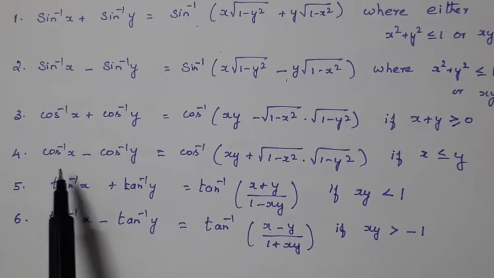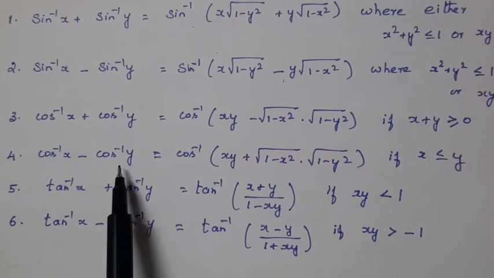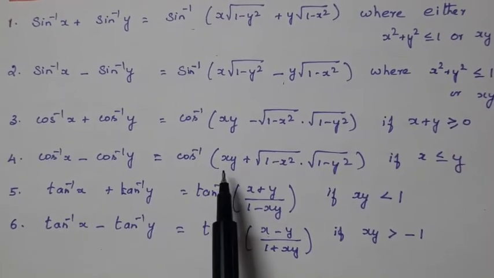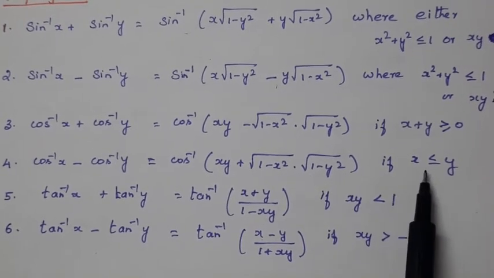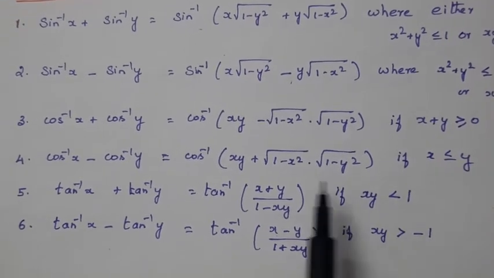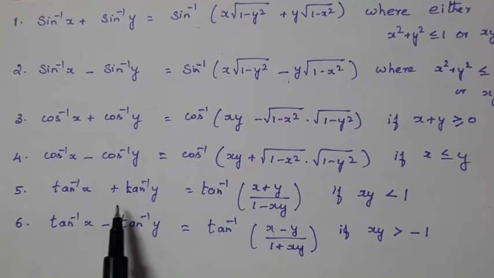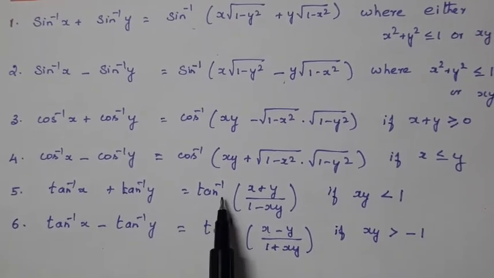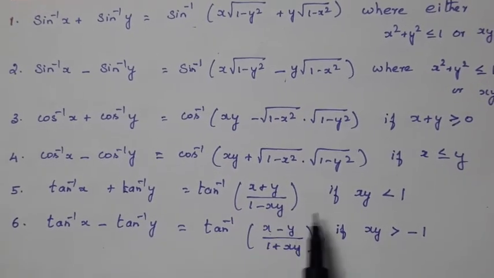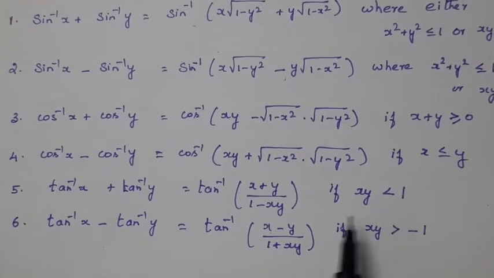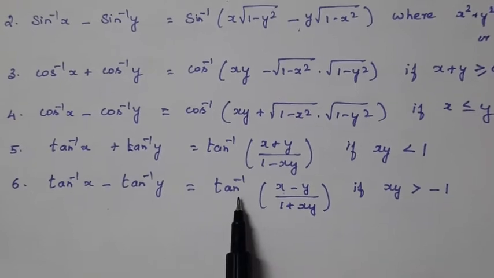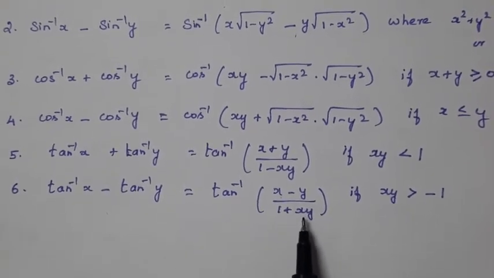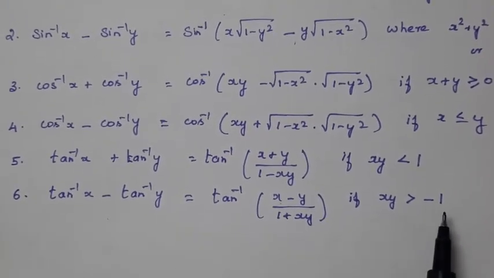And the fourth identity is cos inverse of x minus cos inverse of y is equal to cos inverse of xy plus root of 1 minus x squared into root of 1 minus y squared if x is less than or equal to y. Then tan inverse of x plus tan inverse of y is equal to tan inverse of x plus y by 1 minus xy if xy is less than 1. And tan inverse of x minus tan inverse of y is equal to tan inverse of x minus y by 1 plus xy if xy is greater than minus 1.